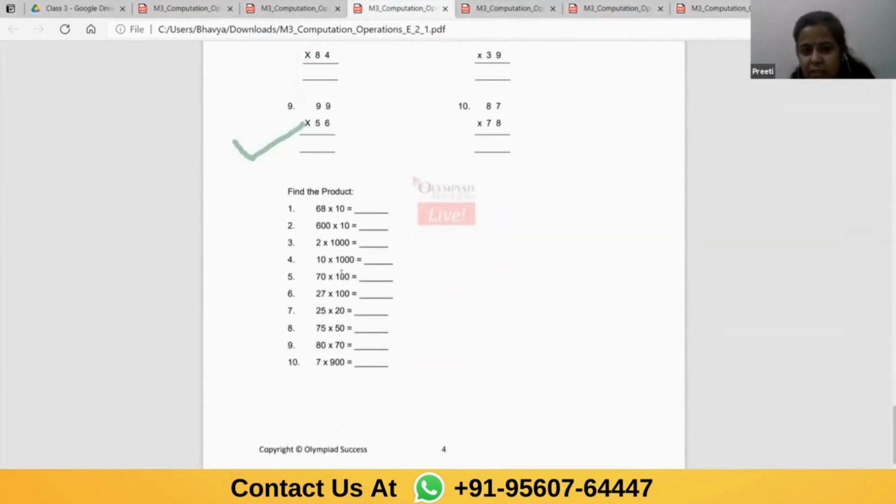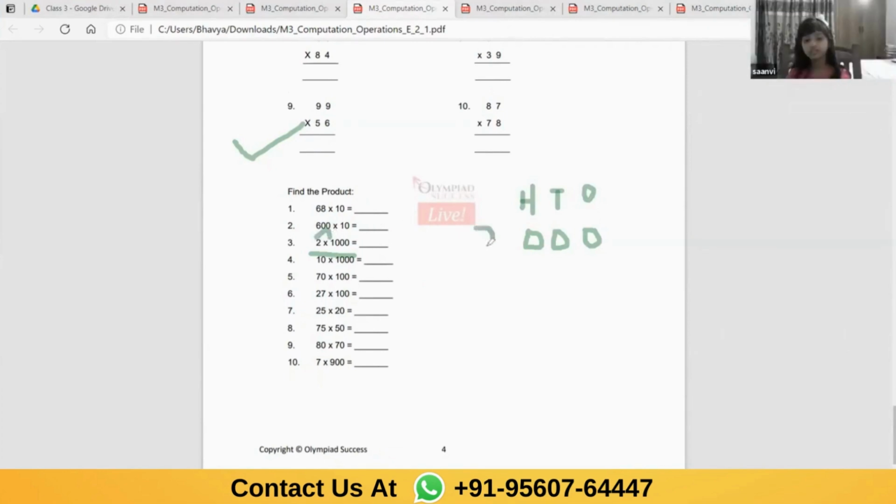Now here, let's do this question with 1000 also. 2 into 1000. How many zeros are there in 1000? 3 zeros. All these 3 zeros occupy ones place, tens place, and hundreds place. Now what is left? 2 into 1 is left. What is 2 into 1? 2. This is how you have to do.